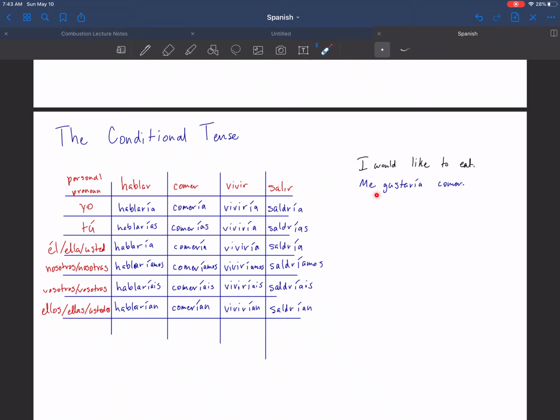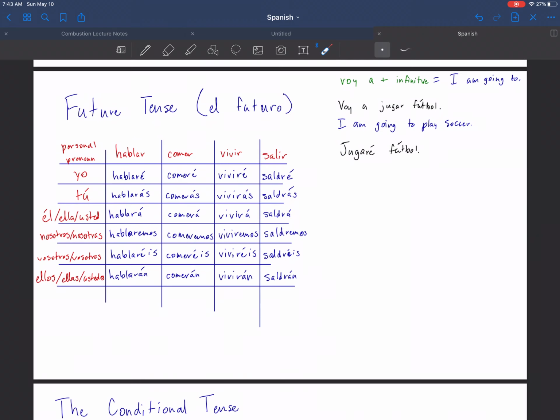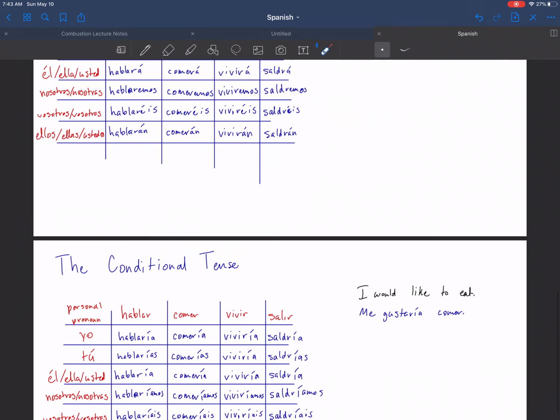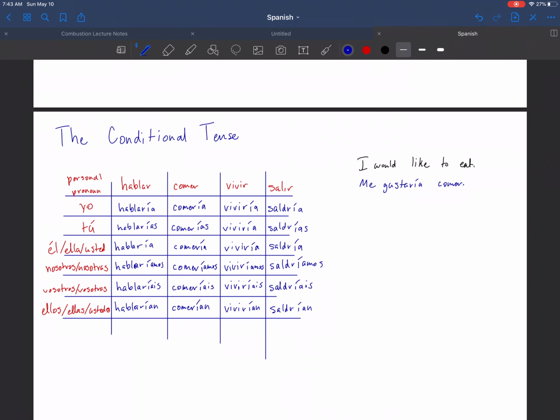You just add on the ía. But again, there are those irregular verbs that come about, and you have to use that stem that we talked about here, right? So you wouldn't say saliría, that's not correct. You would say saldría, right? These stems tend to be the same as you would find in the future tense.